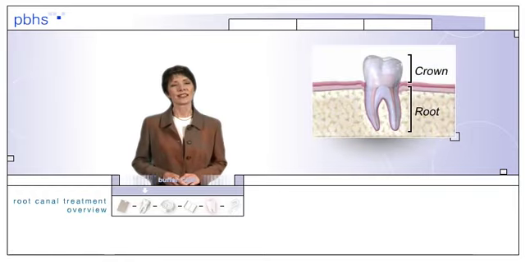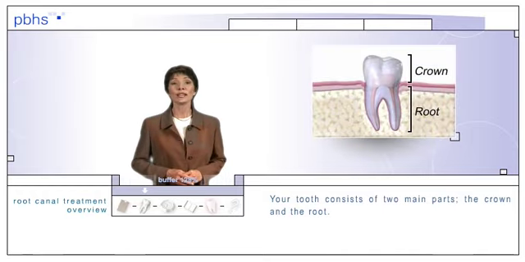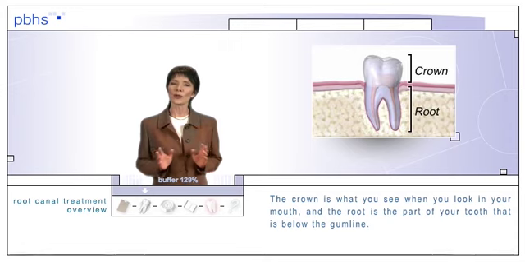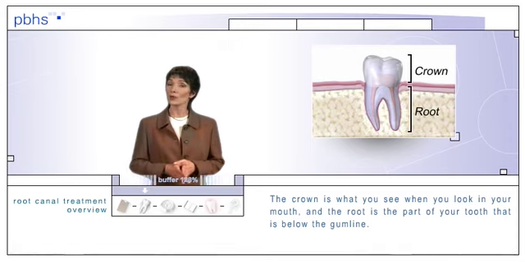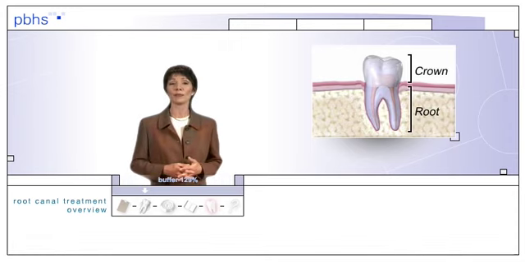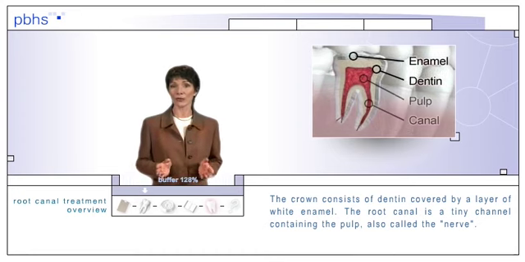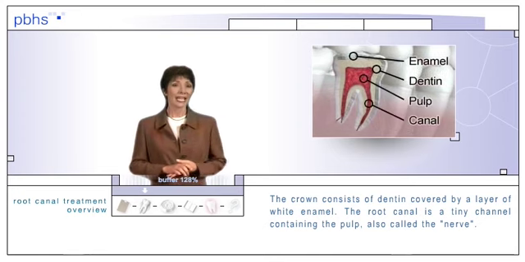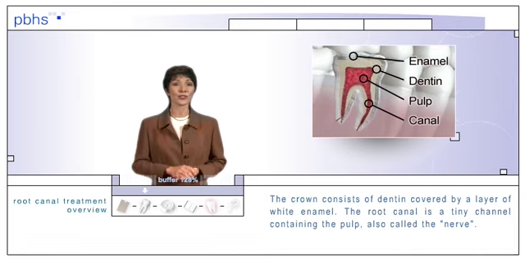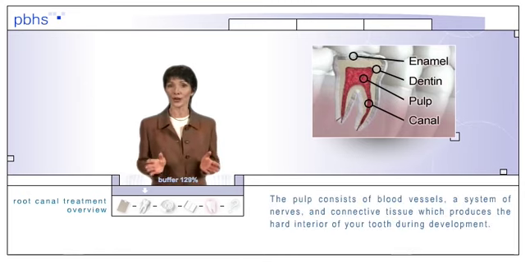Your tooth consists of two main parts, the crown and the root. The crown is what you see when you look in your mouth, and the root is the part of your tooth that is below the gum line. The crown consists of dentin, covered by a layer of white enamel. The root canal is a tiny channel inside your tooth containing the pulp, called the nerve.